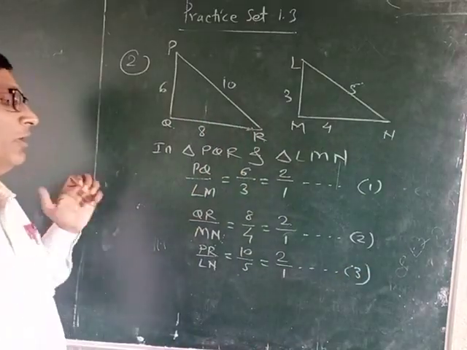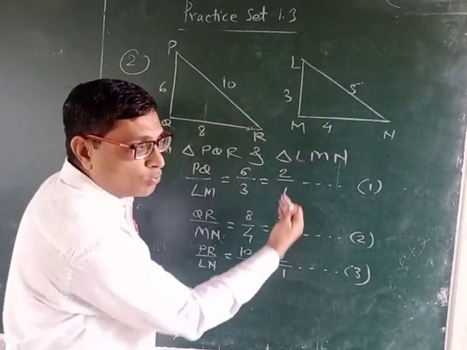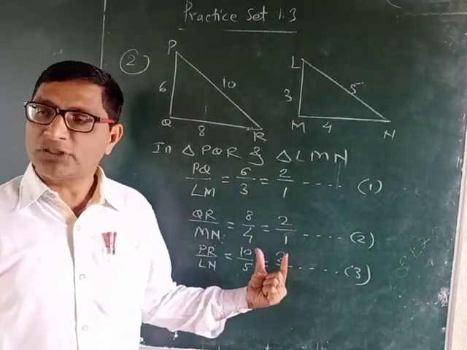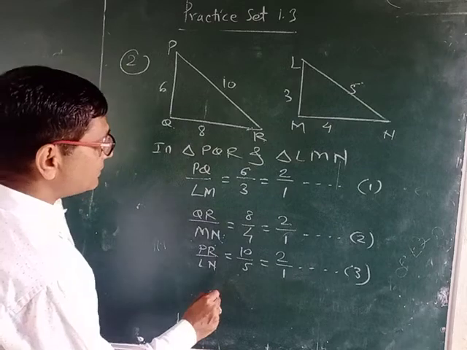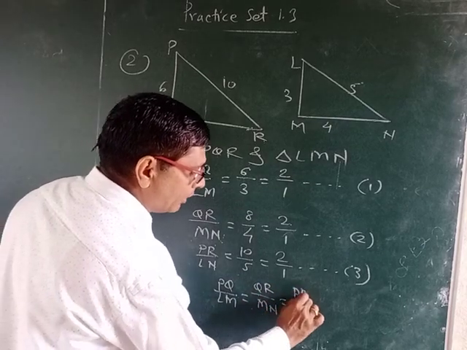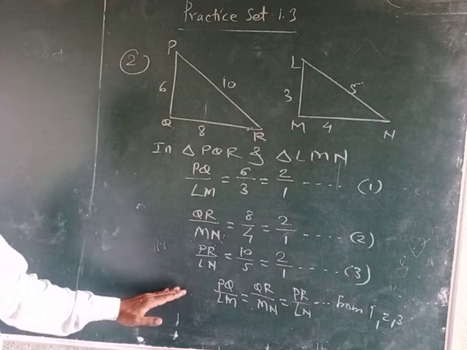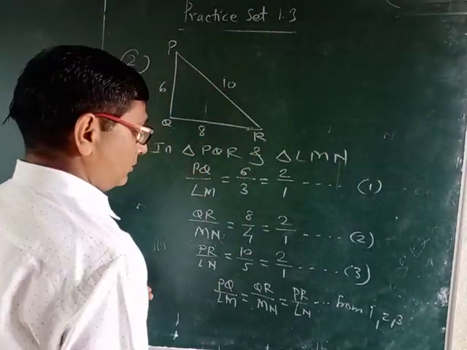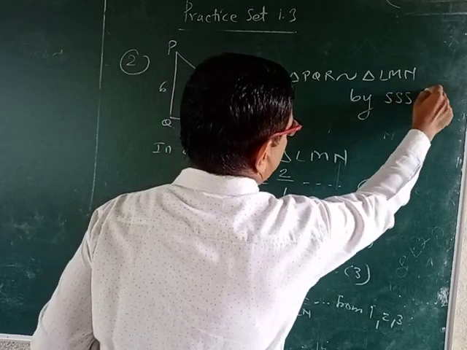This is 3. Here, by observing these three equations, we can see that the right side is the same. 2 upon 1, 2 upon 1, 2 upon 1. If the right sides of all the equations are the same, then the left sides are automatically the same. Therefore, we can say PQ upon LM is equal to QR upon MN is equal to PR upon LN from 1 to 3. From 1, 2 and 3. By this, we can say that there is no place, so I am writing here: triangle PQR is similar to triangle LMN by SSS.